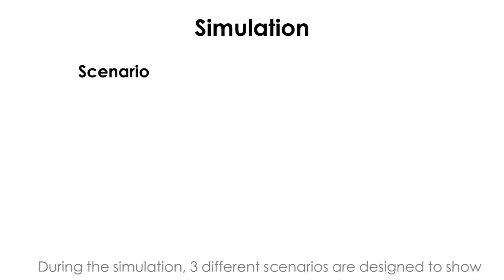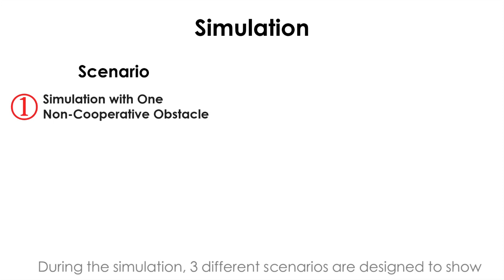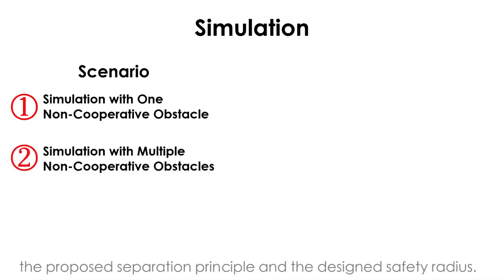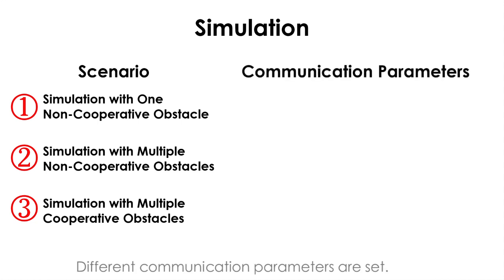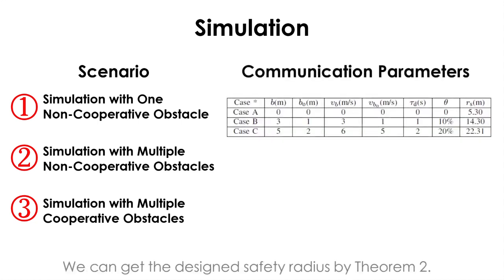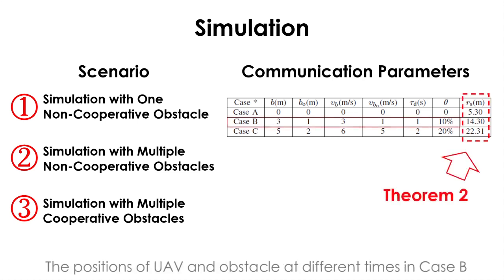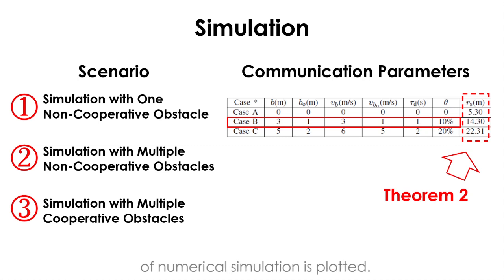During the simulation, 3 different scenarios are designed to show the proposed separation principle and the design safety radius. Different communication parameters are set. We can get the design safety radius by Theorem 2. The positions of UAV and obstacle at different times in case B of numerical simulation are plotted.